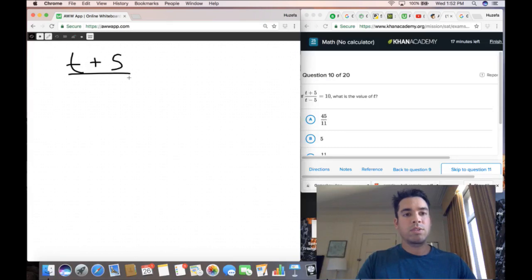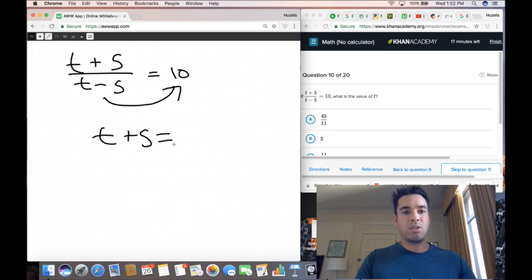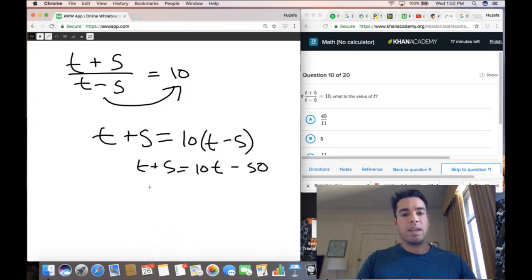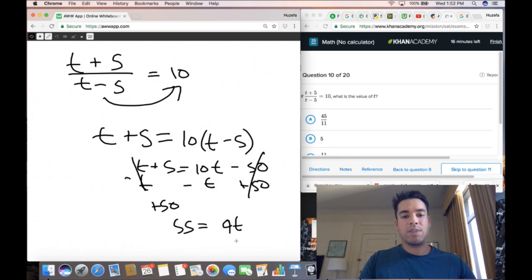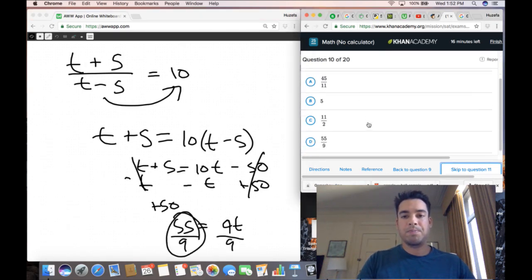t plus 5 over t minus 5 equals 10. So let's cross multiply. We get t plus 5 equals 10 times t minus 5, which is t plus 5 equals 10t minus 50. And then we're going to bring this over here, minus t, and then I'll add 50. Those go away, we get 9t equals 55, divide by 9, there's your value for t, 55 over 9, which is right here.